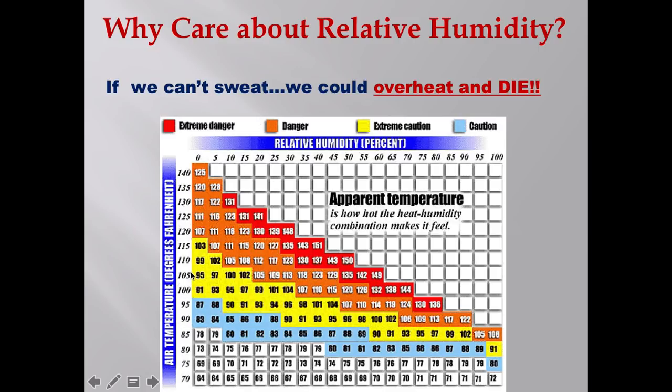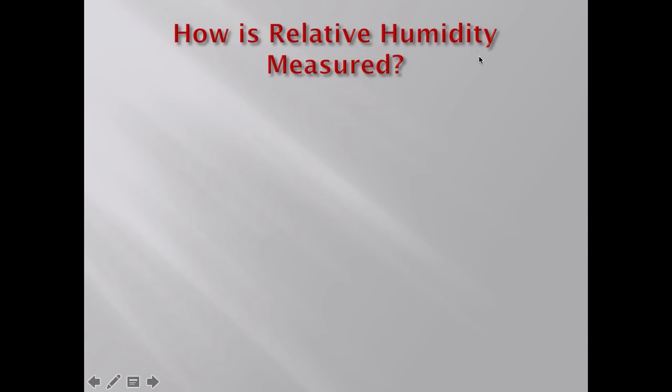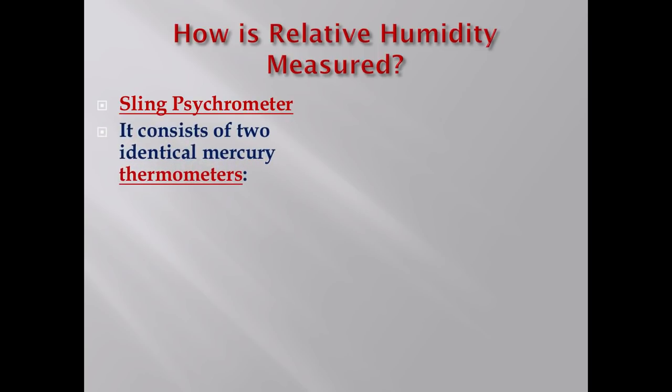All right, and the hotter it gets and the higher the humidity, the more dangerous it is, which is why they ask you to go check on your neighbors and your pets and things like that. So let's talk about how we measure relative humidity. It's really cool. We use a Sling Psychrometer. So a Sling Psychrometer is an instrument. You can make one of these at home. You don't actually have to get one.